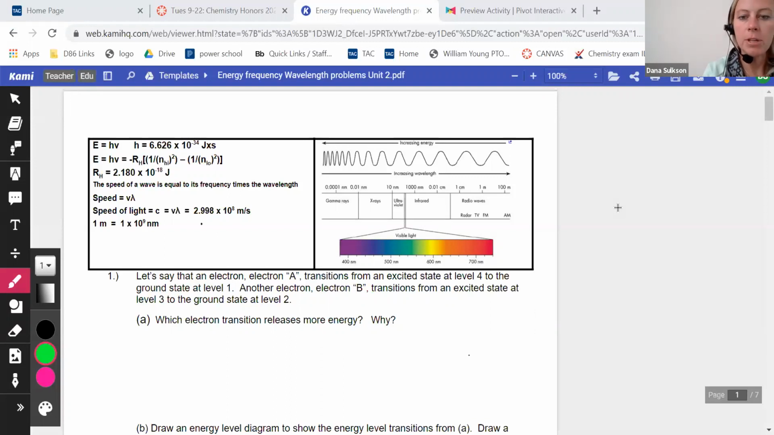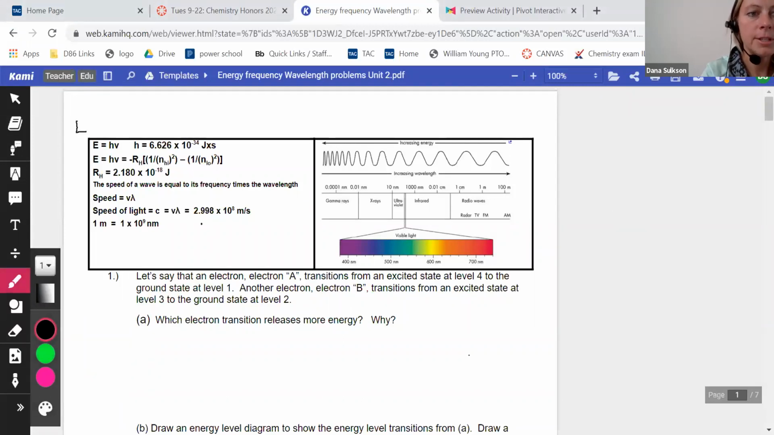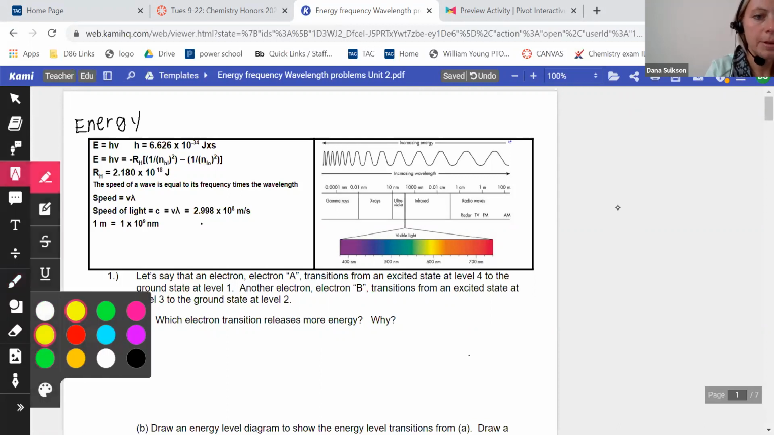All right, so I'm going to ink some information to start with so we know what everything represents. The E here represents energy. I'm going to write that down in there. Just take a few notes.